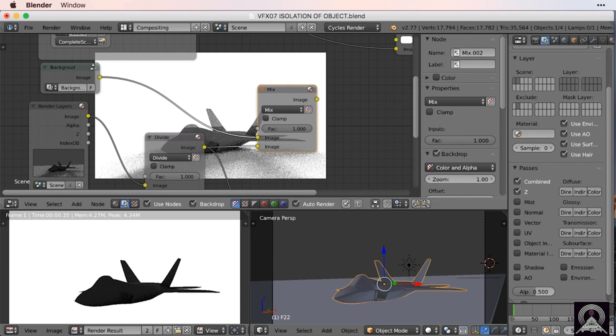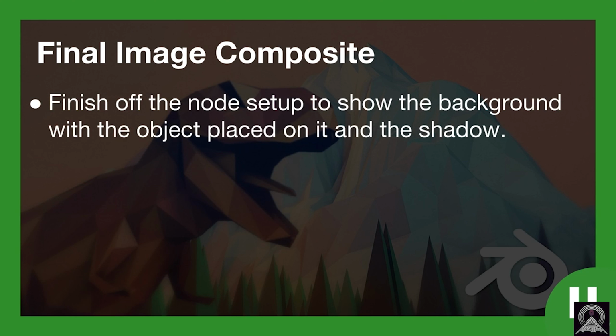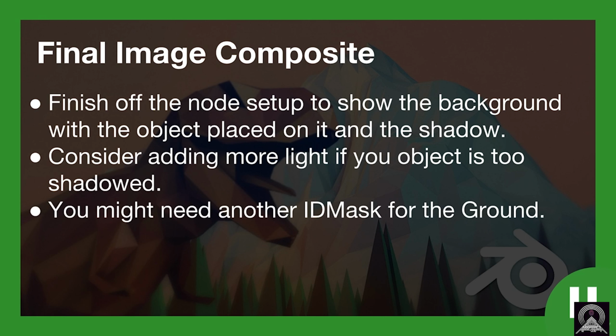But of course now, it's time for a challenge. It's time for the final image composite. So finish off the node setup to show the background with the object placed on it and the shadow of the object. Consider adding more light if your object is too shadowed. You may be like me where the original lighting source in the scene is low on the horizon, as it were, and so the front is quite shadowed. And I'm going to add in a light as if it was perhaps a bit of flash photography or something along those lines. Now you may need to create another ID mask for the ground.